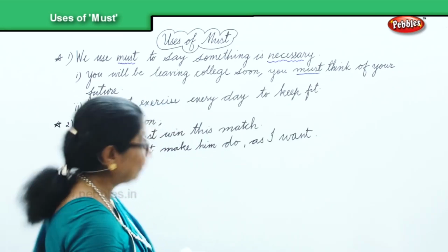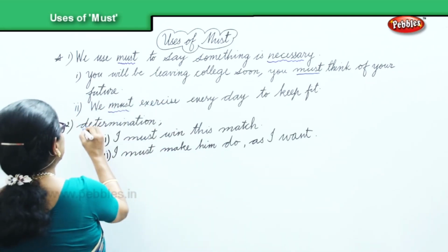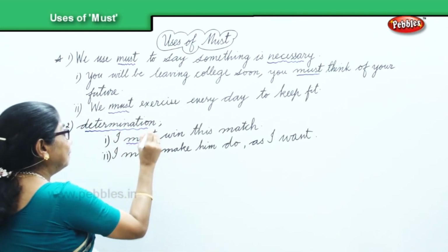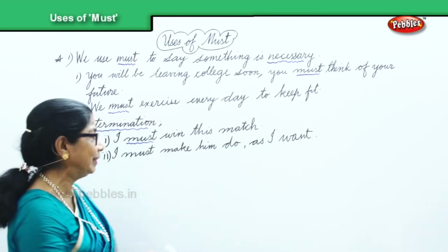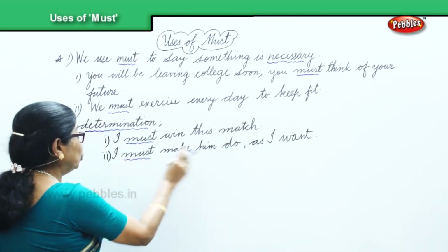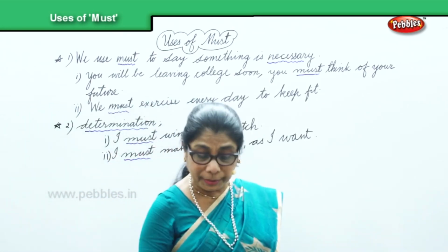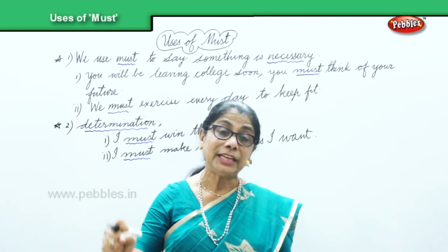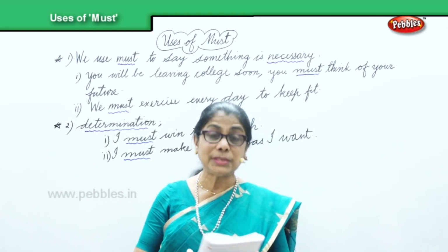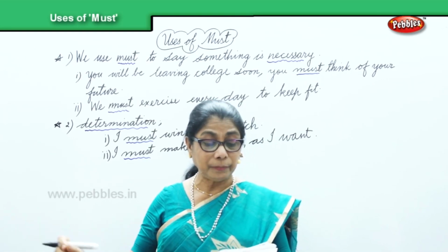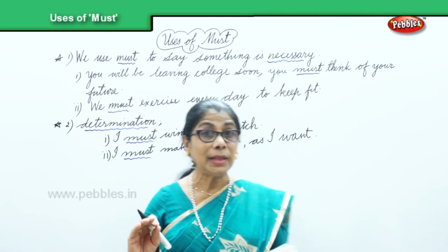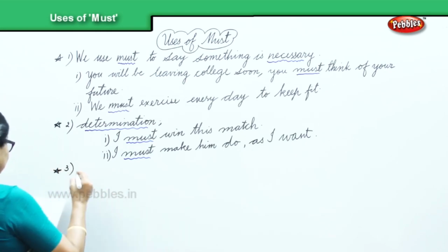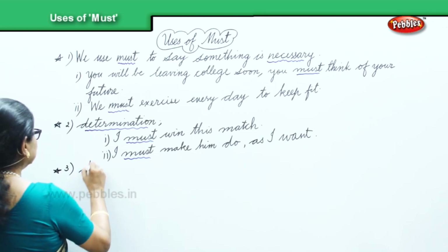Okay, let's look at it. The second one is determination. When you're determined to do something, then you use must. I must win. I have to win. I must win this match. I must make him do as I want. So in determination, we use must. And in the third category, duty. In duty, we use must. A soldier must fight for his country. Everyone must do his duty. So the third category is used in duty.